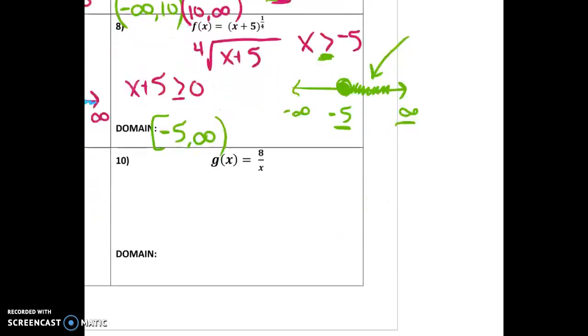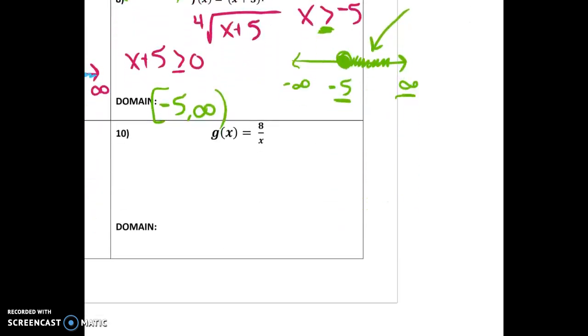And then the last one, I have another problem because there is a variable in the denominator, so that denominator could become 0. So again, take what's in the denominator. Here it's just x, and you don't want it to be 0. And there's your domain. Don't pick 0, but we'll write it with our infinities.